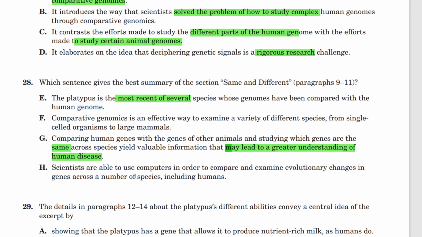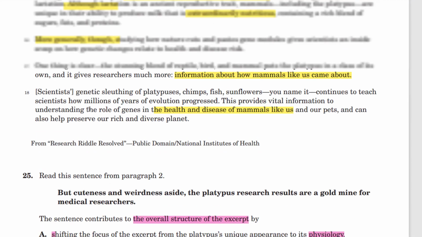Well, let's look at the differences in the text, and then the differences in the answer choices specifically, and then we can test those against the text. Or in this case, we can test it against what is a best summary. Which one is a more complete summary that includes only the key ideas? So let's go back to F. Comparative genomics is an effective way to examine a variety of different species. Let's see if that says that.